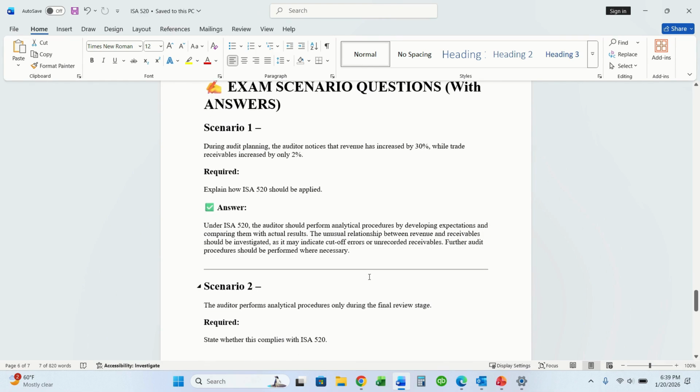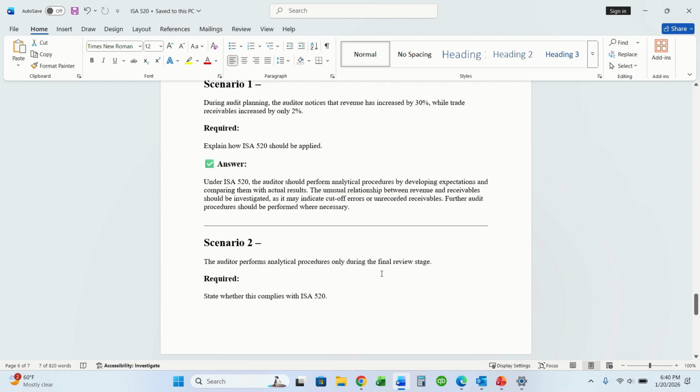Scenario 1. During audit planning, the auditor notices that revenue has increased by 30%, while trade receivables increased by only 2%. Required: explain how ISA 520 should be applied. Under ISA 520, the auditor should perform analytical procedures by developing expectations and comparing them with actual results. The unusual relationship between revenue and receivables should be investigated, as it may indicate cut-off errors or unrecorded receivables. Further audit procedures should be performed where necessary.